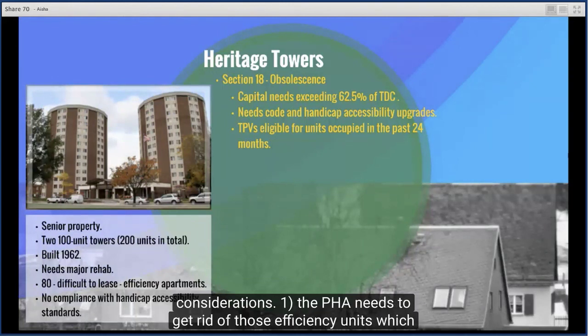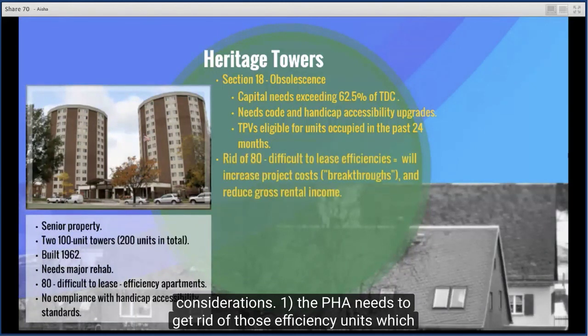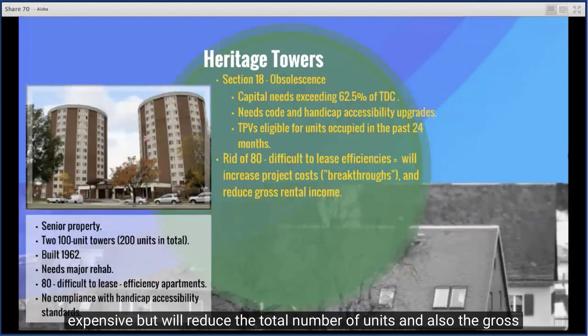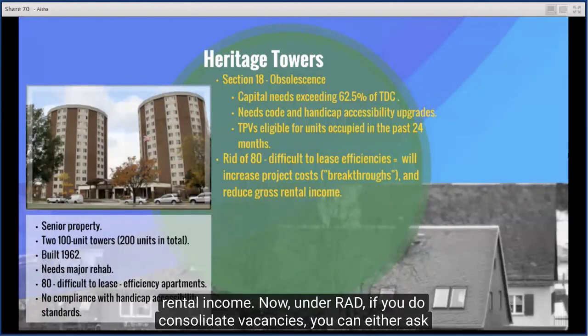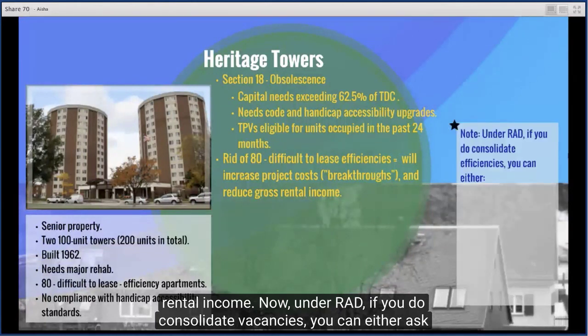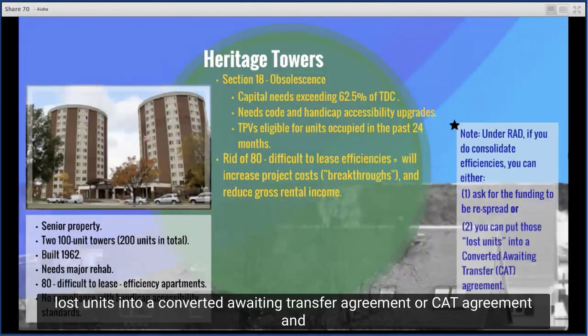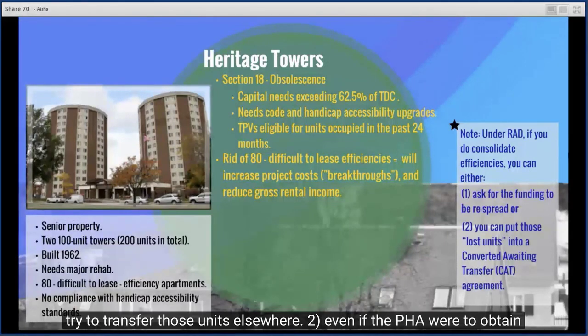First, the PHA needs to get rid of those efficiency units, which not only will increase project costs, as these so-called breakthroughs can be expensive, but will reduce the total number of units and also the gross rental income. Now, under RAD, if you do consolidate vacancies, you can either ask for the funding to be respread over the remaining units, or you can put those lost units into a Converted Awaiting Transfer agreement, or CAT agreement, and try to transfer those units elsewhere.